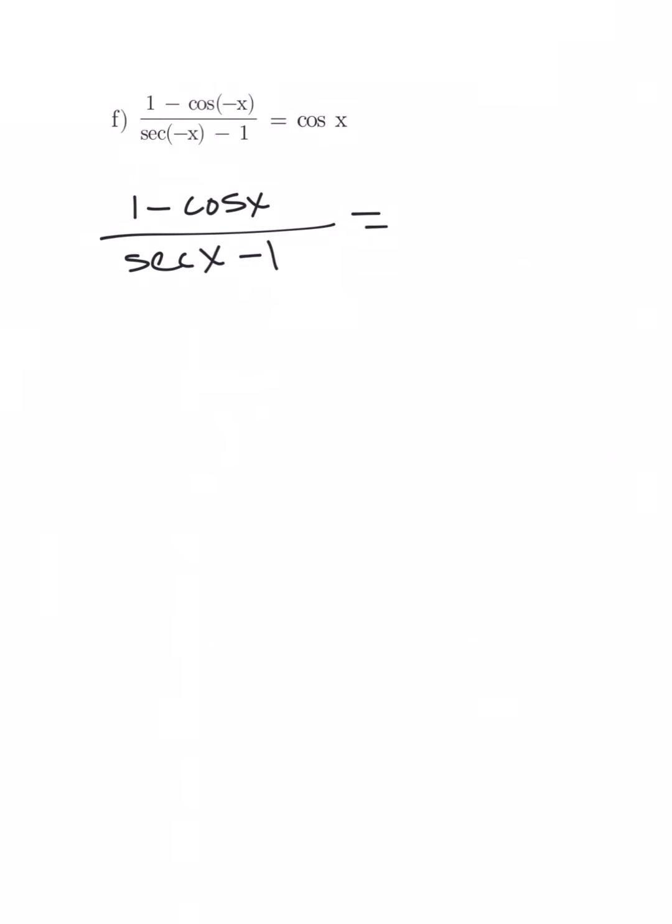Okay, well now what? Hopefully you recognize that secant is the reciprocal of cosine. So I'm going to leave the numerator alone, and I'm going to rewrite secant as 1 over the cosine of x. Well, now I have created a fraction in the denominator of my fraction. And I'm supposed to subtract those two terms in the denominator.